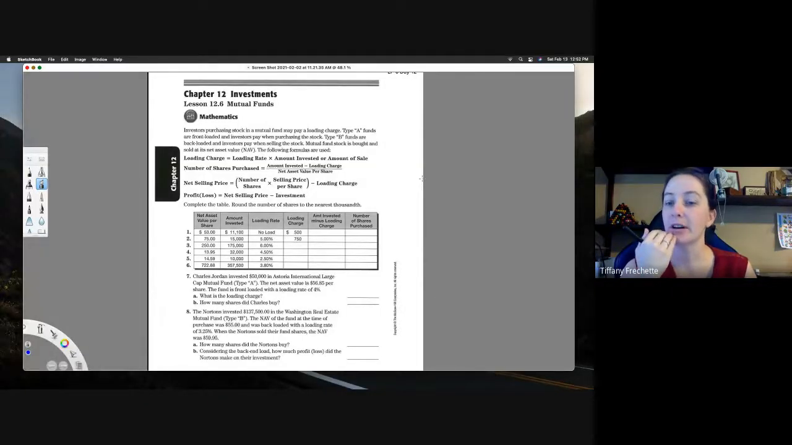Hello. So we are in Chapter 12, Investments for Business Math. Lesson 12.6, Mutual Funds. We've been moving through investments in this chapter. We started with certificates of deposit, which are CDs. We spent a couple of sections on those, and a couple of sections on buying stocks and stock dividends. So now we're moving into mutual funds.